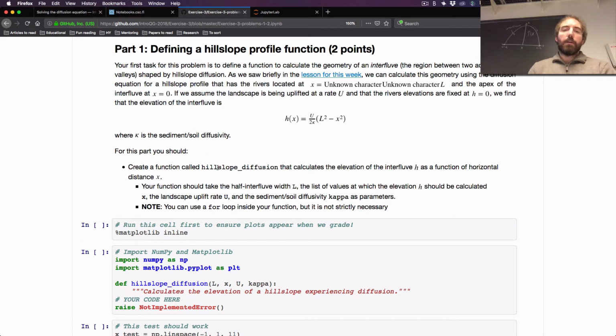So you'll start out by making a function called Hillslope diffusion. As I mentioned in the exercise session last time, please use the same variable names that are listed here. So use L for the half width of the interfluve, X for the distance along the model, U for the uplift rate, things like that. And you can do this with a for loop if you want, or you don't necessarily need to. I'll let that be up to you. The preferred NumPy way to do this would be not to use a for loop, but it's perfectly fine to use a for loop if you like to do things that way.